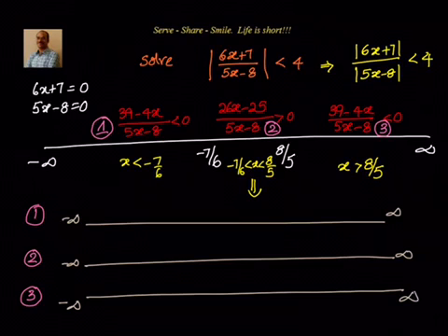When I go to the first one, I see 39 minus 4x divided by 5x minus 8 is less than 0. Now what are the critical points here? Let's try to plot them. 5x minus 8 equal to 0, so x equal to 8 by 5. So let's go to 8 by 5. We will put it. Actually, we have it already there. So we'll write down where 8 by 5 is. This is 8 by 5.